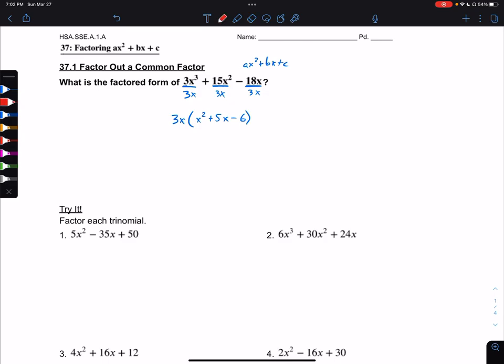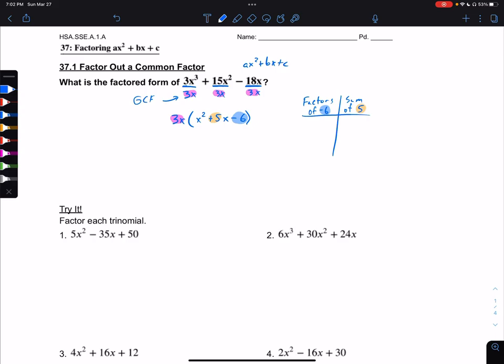So now from here, we've factored out the common factor, but we do want to check to see if the remaining trinomial, the trinomial inside the parentheses, is factorable. So we're going to use our factor sum chart, and I'm going to look for factors of negative 6 that have a sum of positive 5. And then let's just remember that our GCF was 3x.